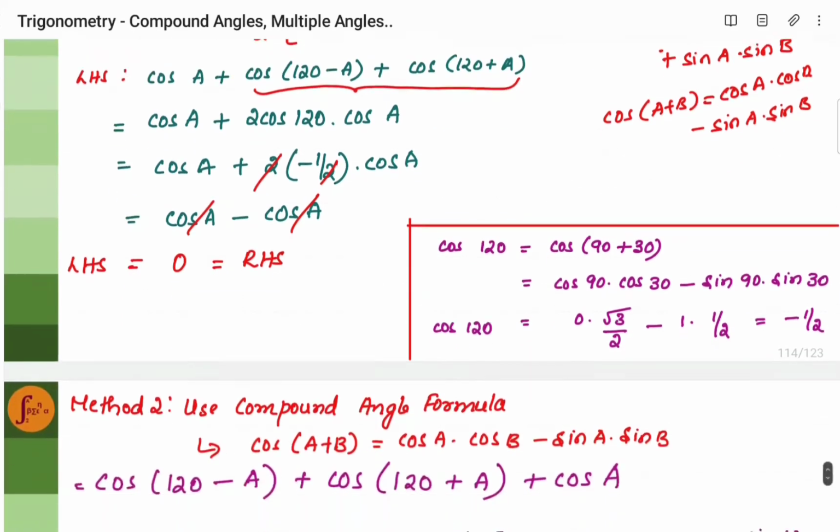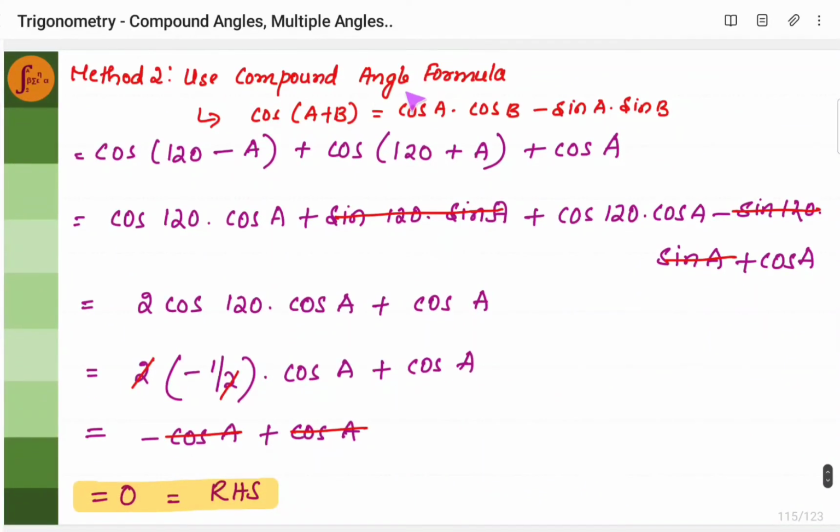Now you can see I've used method 2 here, using the compound angle formula. Now you have substituted the compound angle formulas, right? And you'll see that two terms will get cancelled. You're left with cos 120 cos a, cos 120 cos a, which is 2 cos 120 into cos a. And then you have cos a here, right? We have three terms, 1, 2, 3.